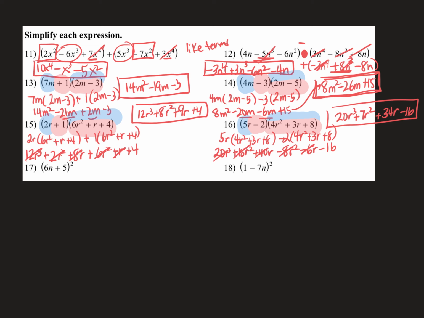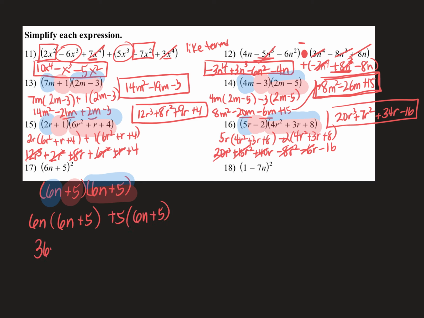17, be very careful. This one is missed really often by a lot of people. You have to remember that you are multiplying 6n plus 5 by itself, and then you are multiplying 6n times 6n plus 5 and positive 5 times 6n plus 5. So when you have that quantity squared, you are still distributing just like those other problems, plus 5 times 6n plus 5. I'm going to distribute and get 36n squared plus 30n plus 30n plus 25.